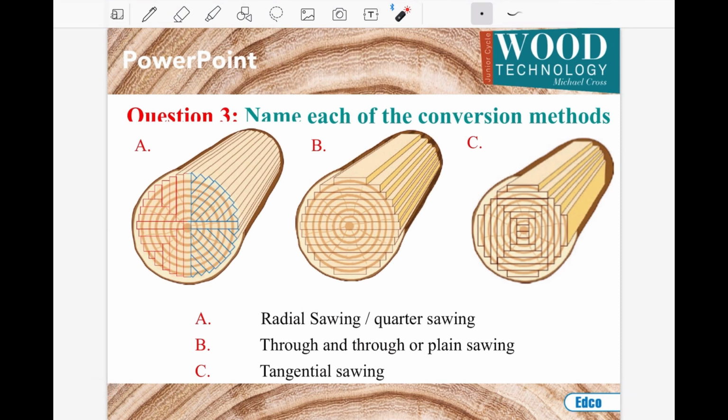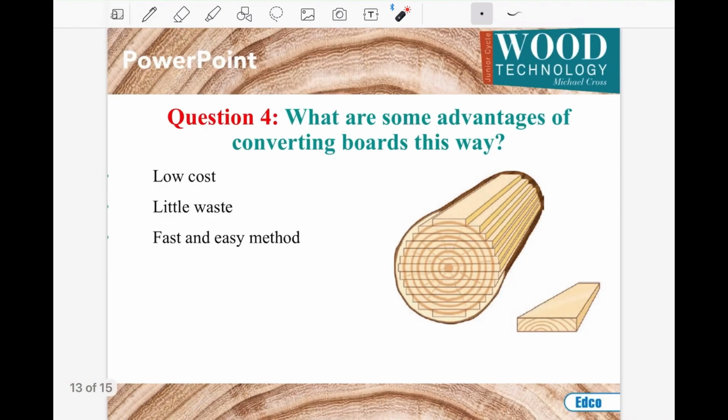This one here, name each conversion method. So A is radial or quarter sawn. B is through and through. C is tangential. What will you need to know for your exam? You need to be able to recognize those diagrams and be able to draw them.